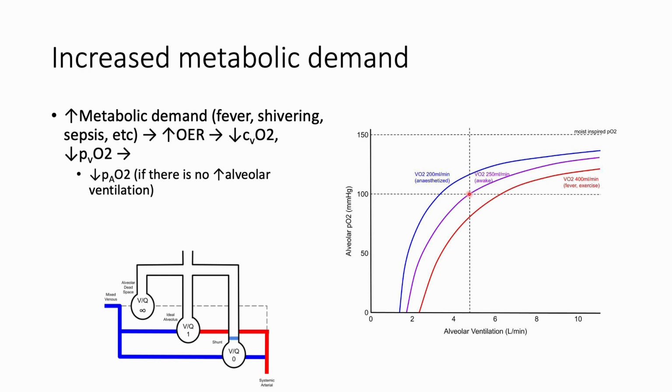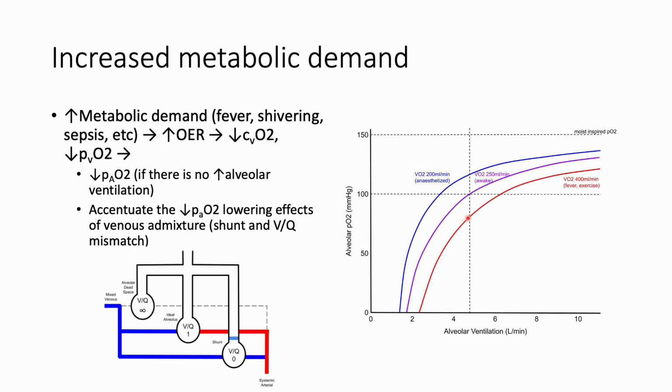So if we start off at this point, and instead of ending up at this point here, we end up here, is this hypoxemia due to an increase in metabolic demand, or is it hypoxemia due to hypoventilation? This is why I say that increased metabolic demand is an indirect cause of hypoxemia.